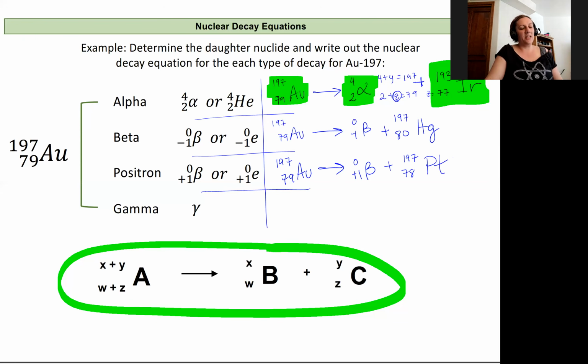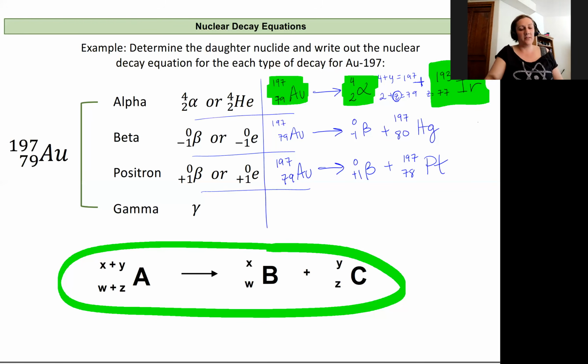Now, gamma radiation sometimes accompanies these, and so you might see a particle that undergoes beta and gamma, and so then you would just add gamma at the end, because it's just going to be energy. But you might also see it, like with technetium and a few other things, where the isotope becomes more stable as it releases energy, and it only releases energy and doesn't release a particle.